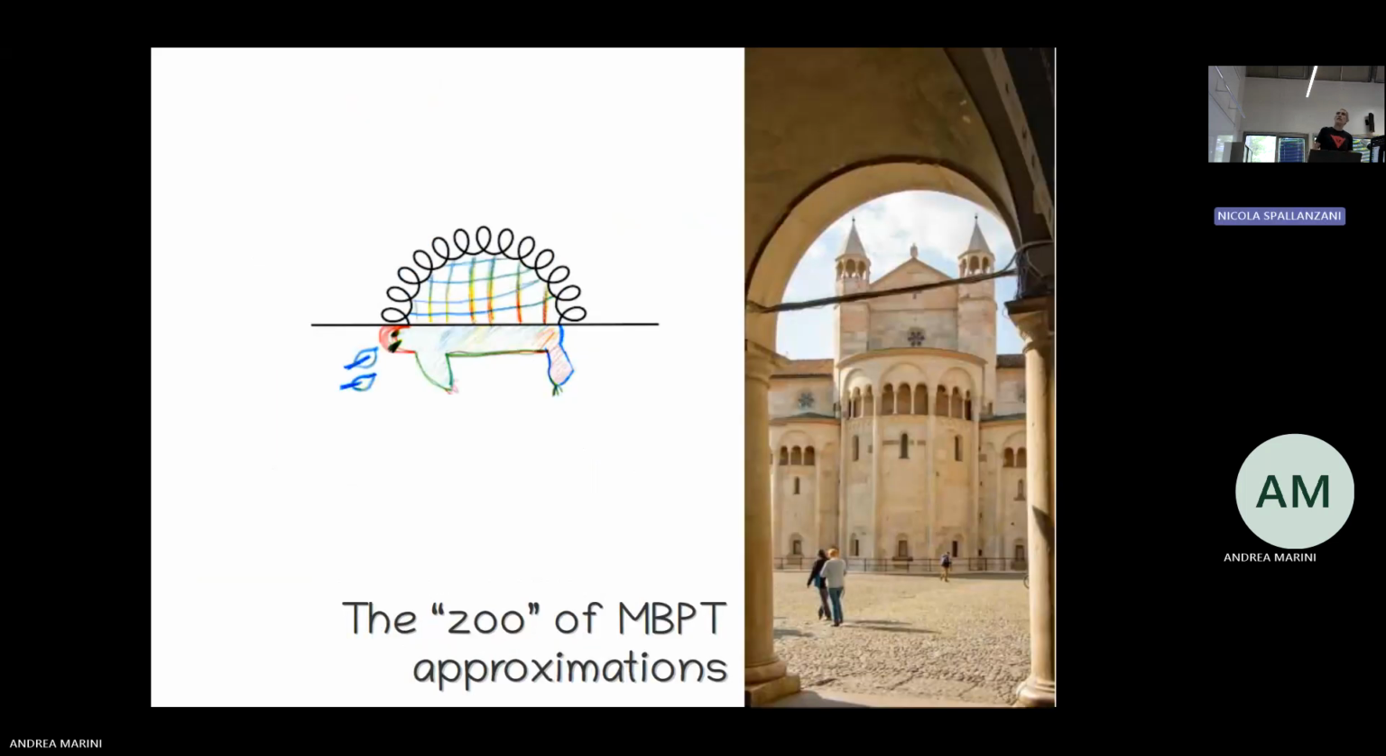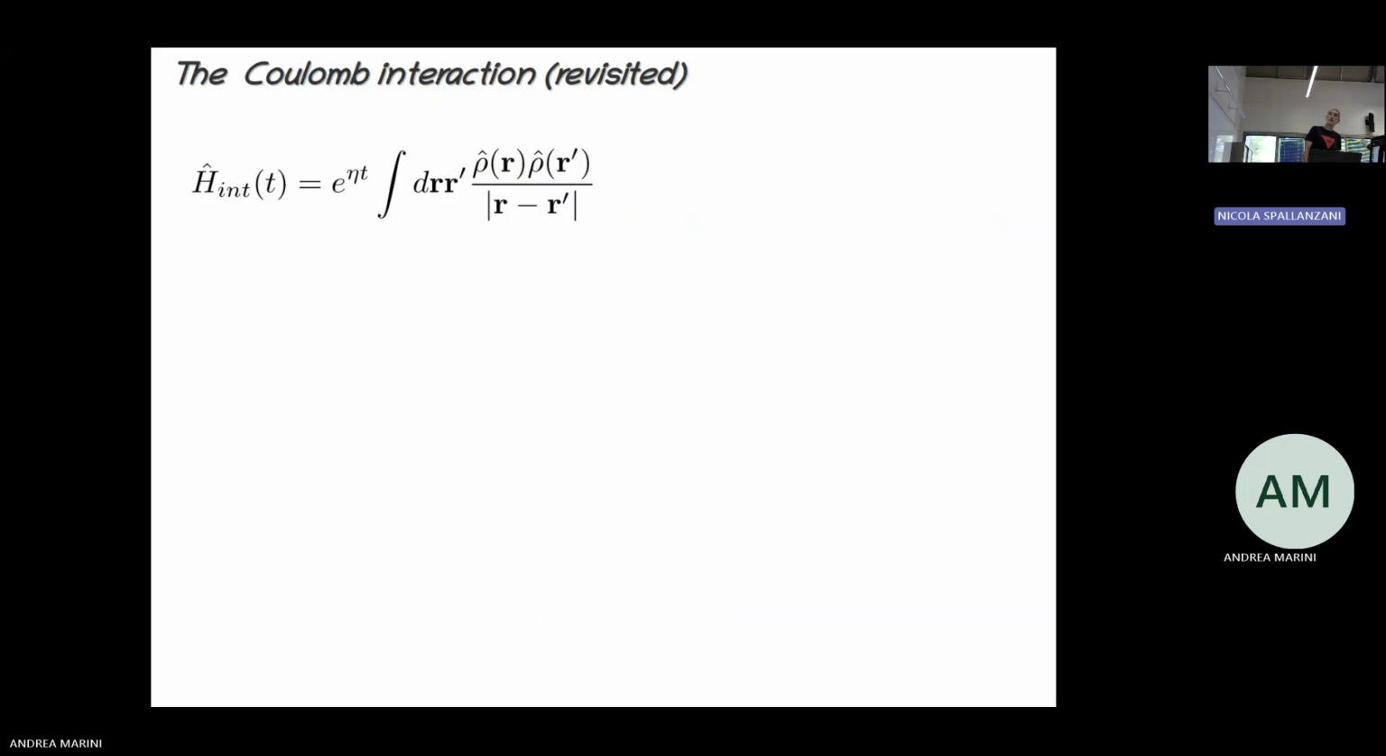Okay, so now you say, this is very nice, but I want to do calculations. How do I do it? Well, the situation is not so simple. Why is it so complicated? Because the interaction we're interested in is not one-body, but two-body: the Coulomb interaction. Now, you can repeat everything with the Coulomb interaction, but you have complications. Why is that?